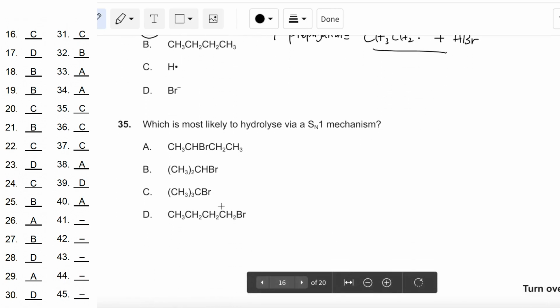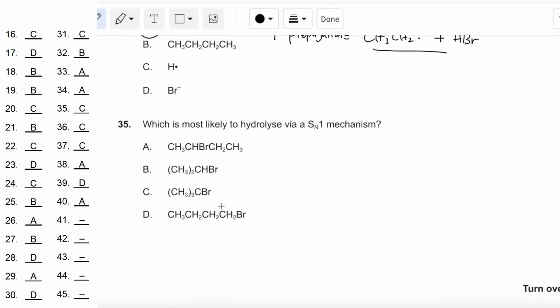Number 35. Which is most likely to hydrolyze via an SN1 mechanism? If it's SN1, you need to remember it's tertiary. If it's tertiary, only this: CH3, CH3, CH3. So this C is a tertiary carbon. The answer is C.